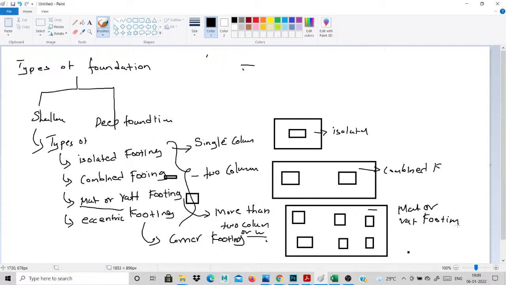The next one is the eccentric footing. The eccentric footing is a corner footing. I simply draw one pedestal, then put the column in this corner. This is called an eccentric footing.